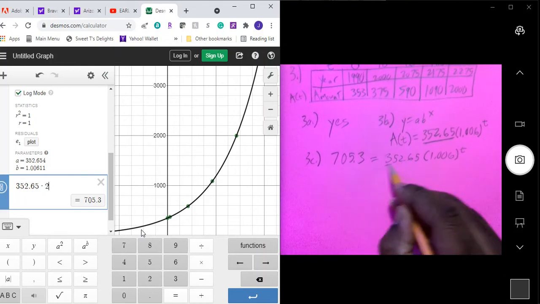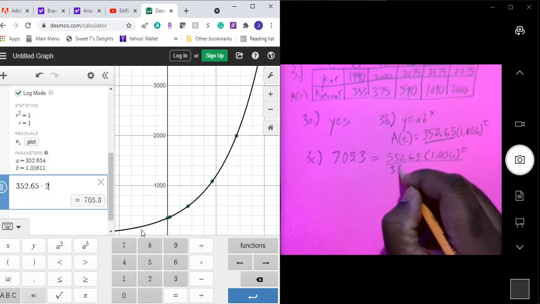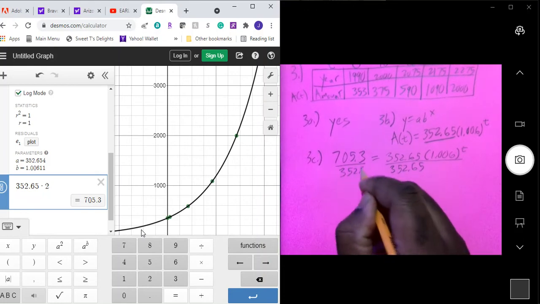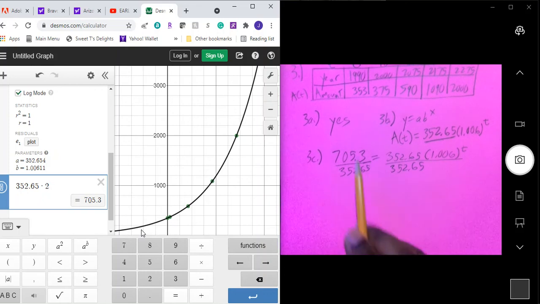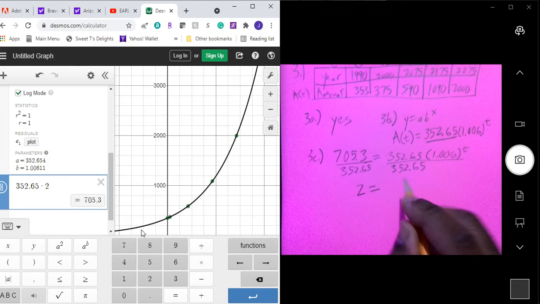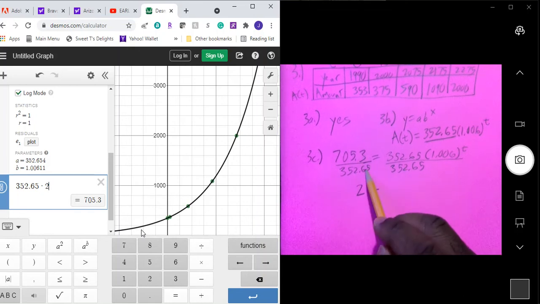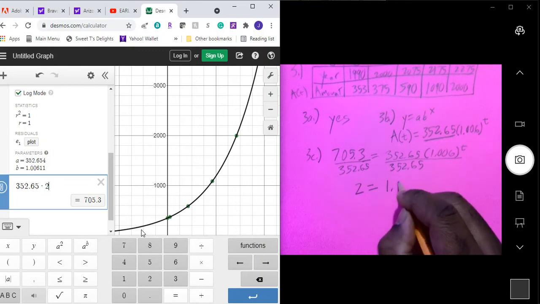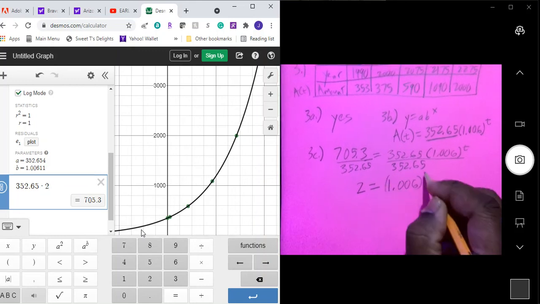So the first order of business, we'll divide each side by 352.65. Now, when we divide these two here, that would give us 2, because remember, this is double this number. So we know when we divide it, it will give us 2. And we will have 2 equals 1.006 to the t power.